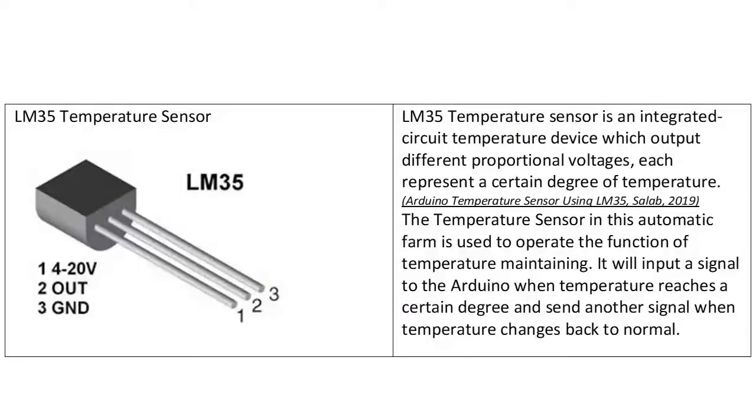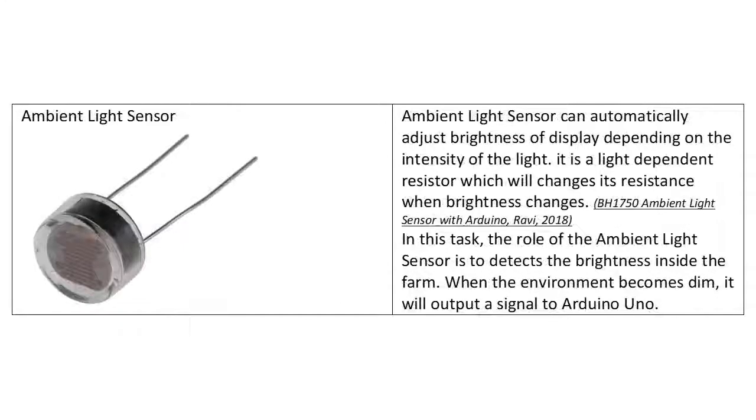This is one of the input components, which is called the LM35 temperature sensor. The LM35 temperature sensor is an integrated circuit temperature device which outputs different proportional voltages. Each represents a certain degree of temperature. The temperature sensor in this automatic farm is used to operate the function of temperature maintaining. It will input a signal to the Arduino when temperature reaches a certain degree and send another signal when temperature changes back to normal.